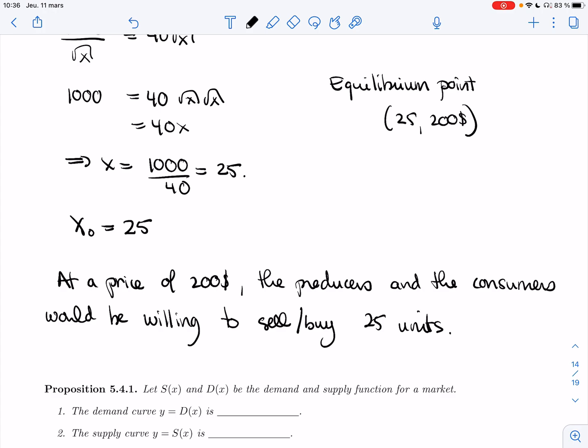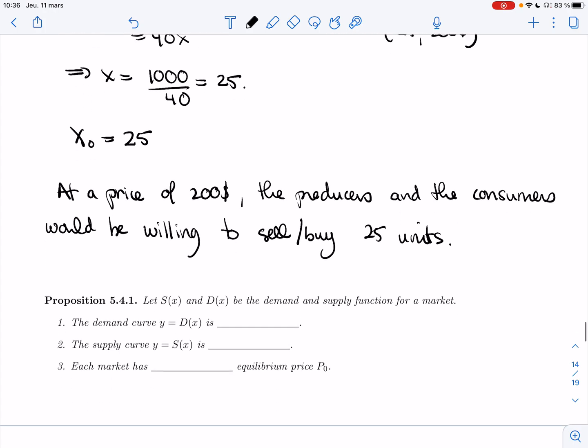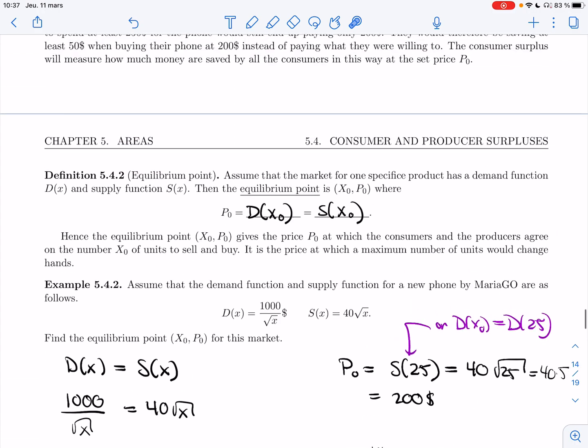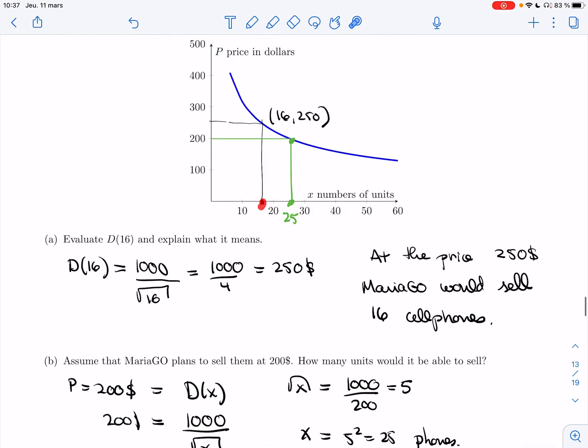All right, let's put a few things down. I mean, this is in some sense common sense, but let's go through it. If I have a demand and a supply function for a market, the demand curve is, well, let's look here. If I wanted to buy 16 units, I would set a price at 250. If I want to increase the number of units that I sell, I'm going to need to decrease the price. And so that curve is always decreasing.